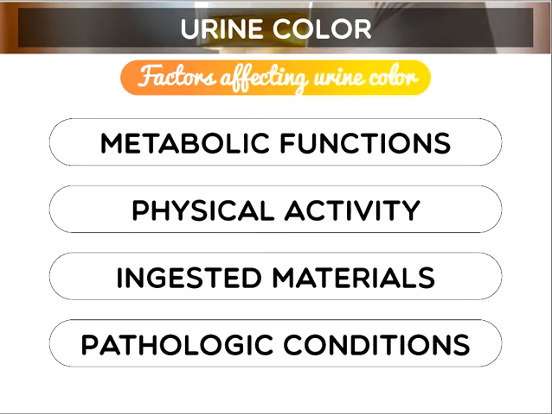We'll proceed. There are factors affecting urine color. This can be any of the following. We have metabolic functions. For example, a patient with brown urine which contains blood may indicate glomerular bleeding. We also have physical activities, ingested materials, and color is also affected by diet, especially colored food. And next, we have the pathologic conditions.